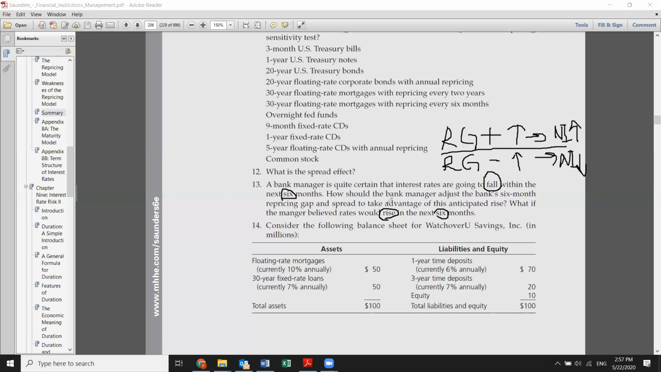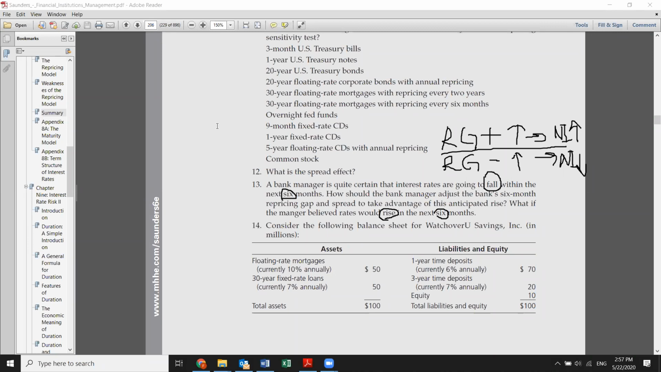For the second question, when the interest rate is expected to rise, you will try to put your repricing gap to a positive position. That will make your interest income increase by more than interest expense. As a result, there will be an increase in the net interest income.